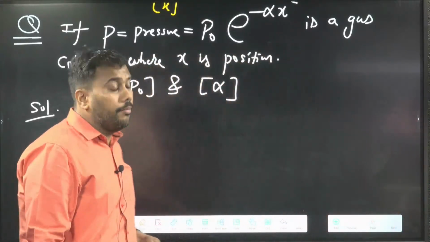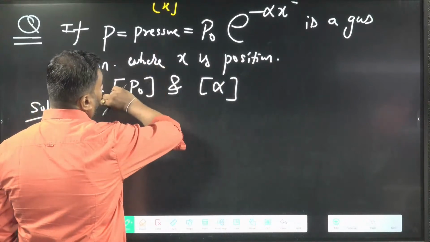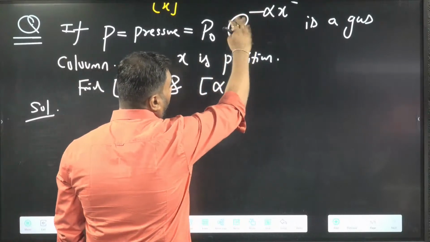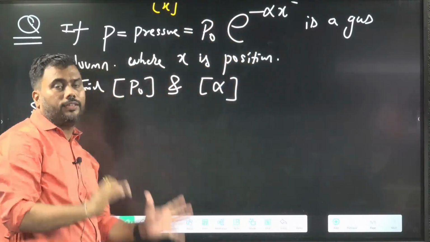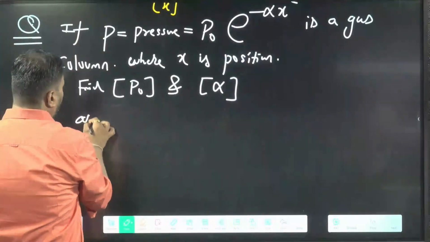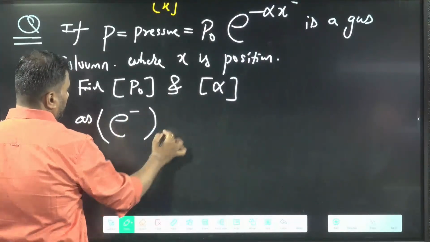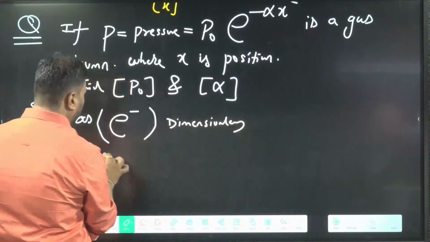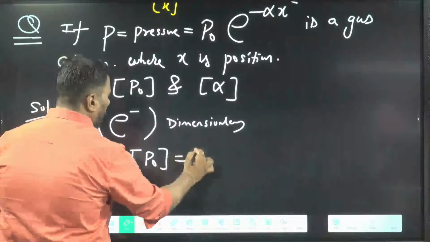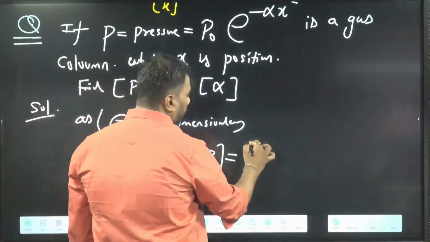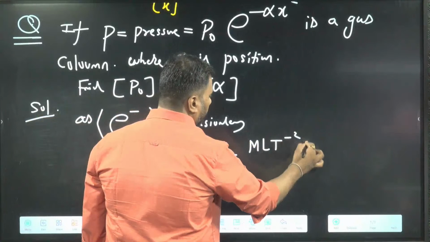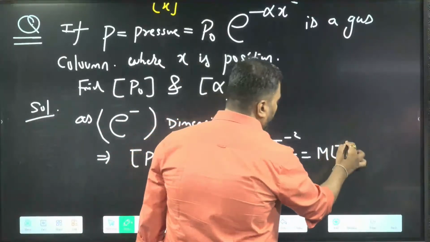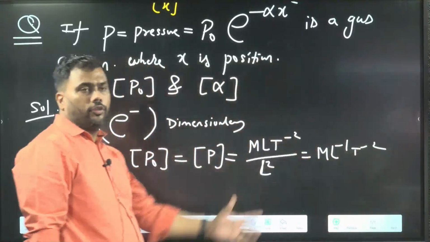Pressure, you should know the dimensions of pressure. Pressure is force by area, and P naught should have the same dimension. Why? Because e to the power anything is dimensionless. Exponents are dimensionless. It implies that dimensions of P naught should be dimensions of pressure, which is force by area. Force is mLT minus 2, by area, L square. So it should be mL minus 1 T minus 2. This is the dimensions of P naught.